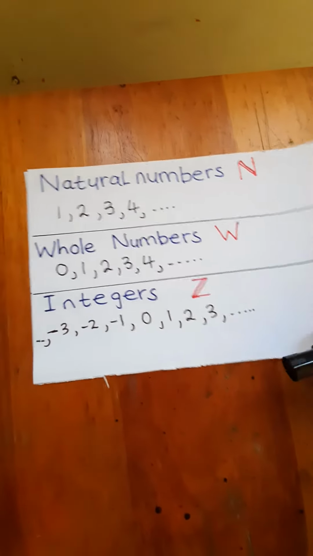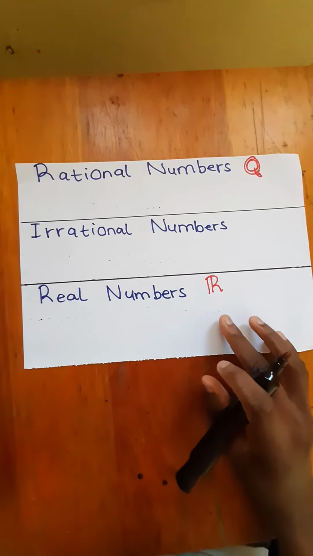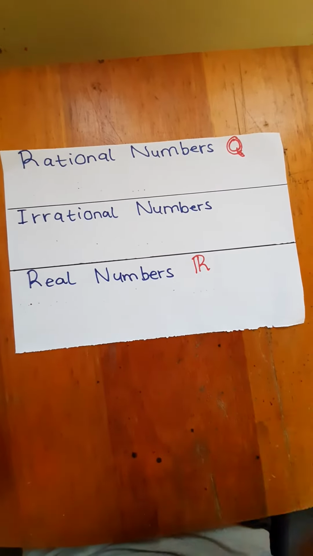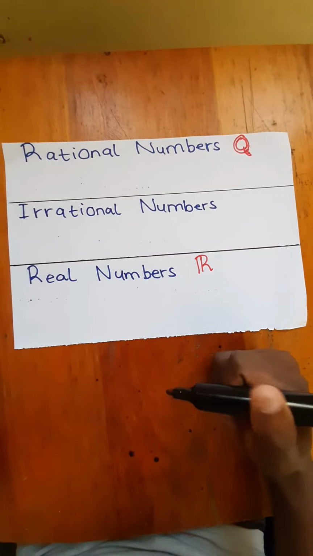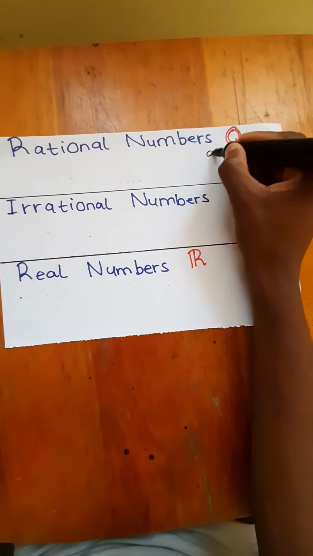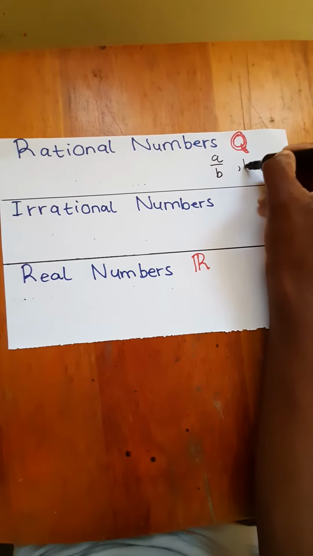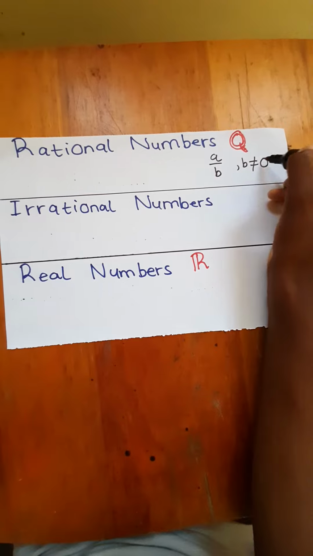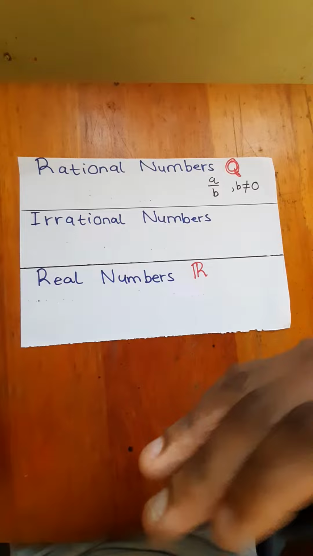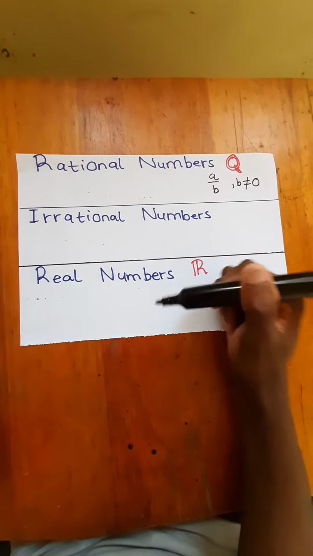Now let us move to rational numbers. What are rational numbers? Rational numbers are integers and all fractions. What do I mean? Rational numbers are those numbers that can be expressed in terms of A over B, whereby B does not equal to what? To zero, because our denominator cannot be equal to zero. So rational numbers are integers and all fractions, because integers can be expressed in terms of a fraction.